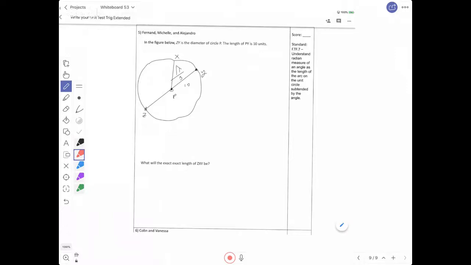So, figure that ZY is the diameter. The length of PY is 10 units. I think we're talking about arc ZXY. So it looks like it'll be half the circumference because that's a diameter. So arc ZXY will equal 10 pi. Thank you, Michelle.